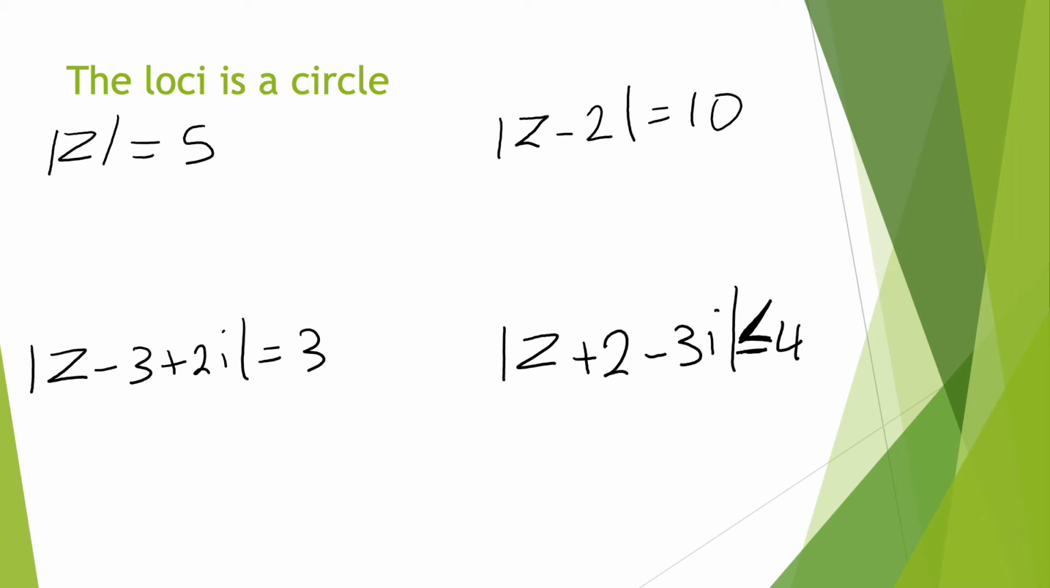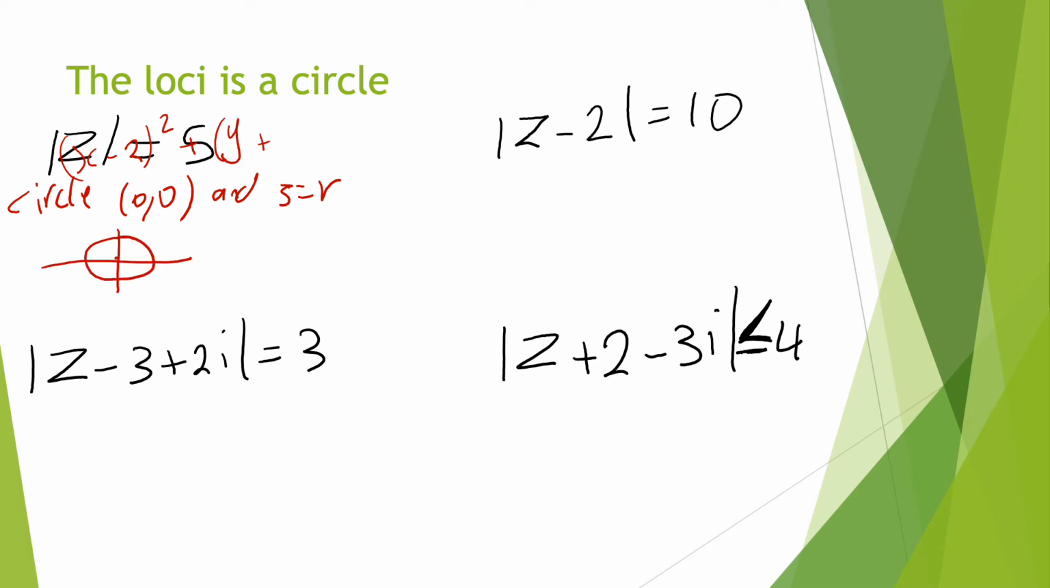Because we know it's a circle, and a circle needs a center and a radius, the radius of the circle is always the number that you are given, which is the 5 in this case. And the center you get from inside the modulus. For this case, the center is 0, 0, because there is no difference between z, the general complex number, and any other number. So this one is a circle with 0, 0 as the center and 5 as the radius. If you want to draw it, it will be like that.